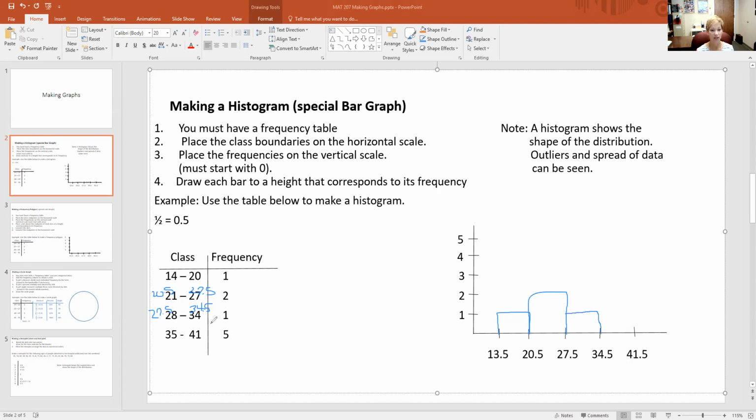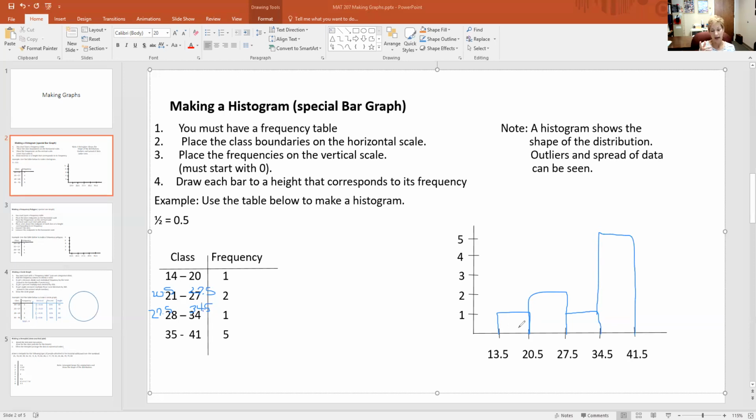And then my last one's supposed to be a height of 5. All the way up and over and down. So that's what a histogram looks like. They are bars that touch. See, that's why you don't use the limits. If you put limits down here, this one would stop with 20 and that would start with 21 and the bars wouldn't touch, so it wouldn't be a histogram.